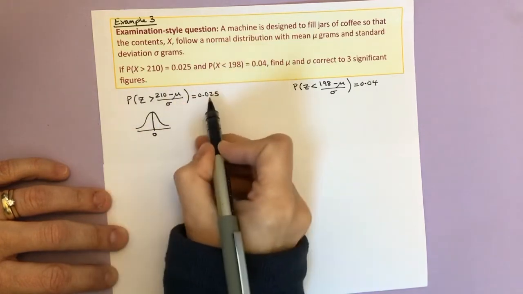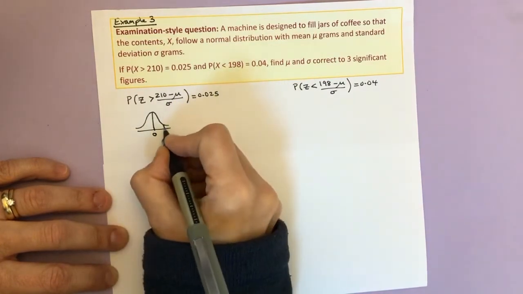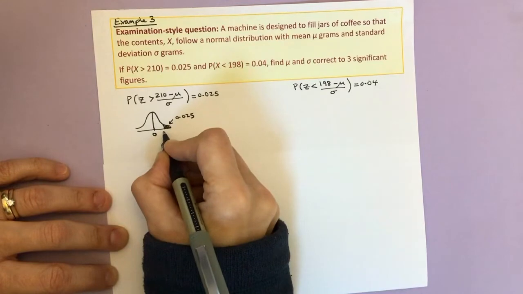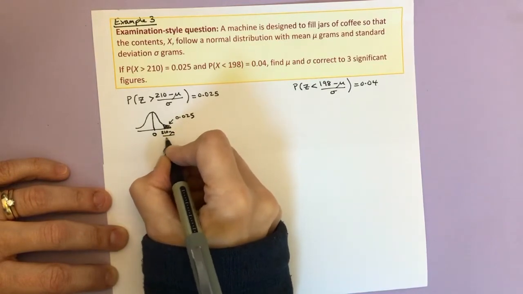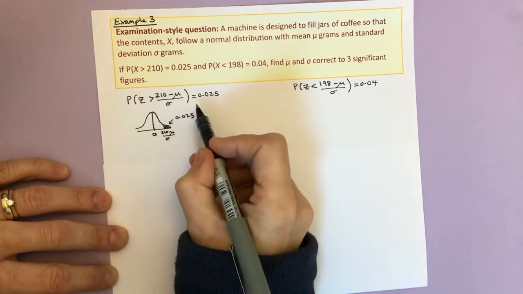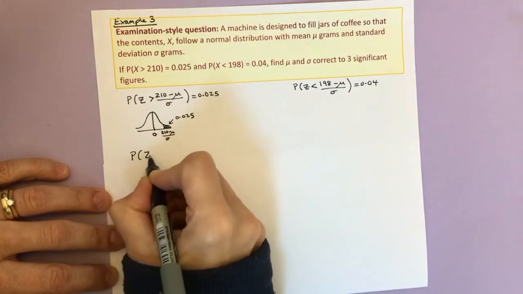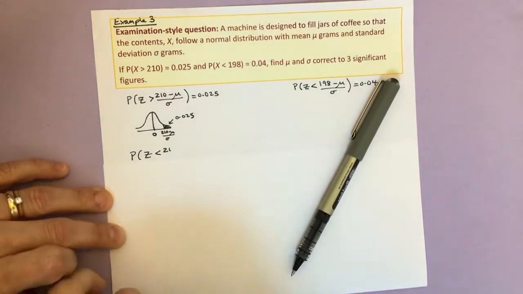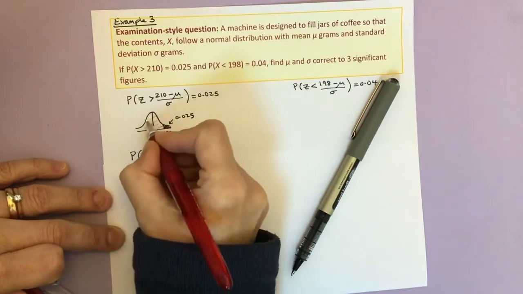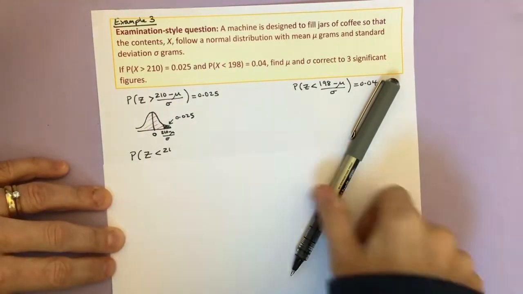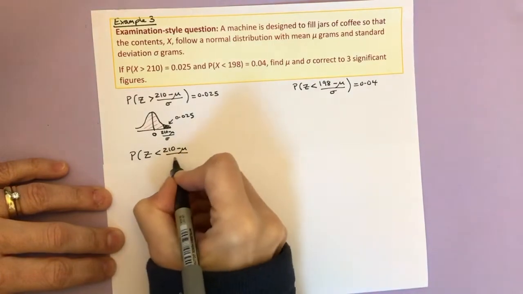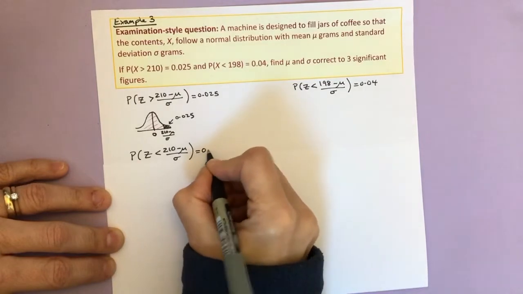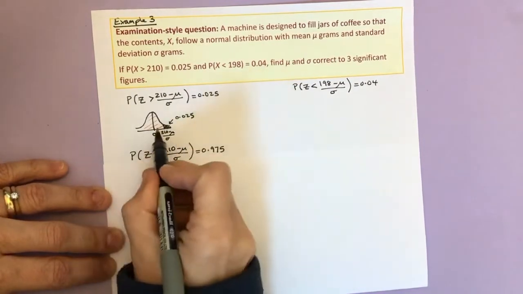Greater than this value is just this 2.5%, so that's going to be definitely up this end. So here is my value of z. Sorry, that's a bit small. But basically, we need to change this to a less than so that our calculators can work out this area. Being less than that, being on this side, is going to give us 0.975, 1 minus this, the bit that's left over.